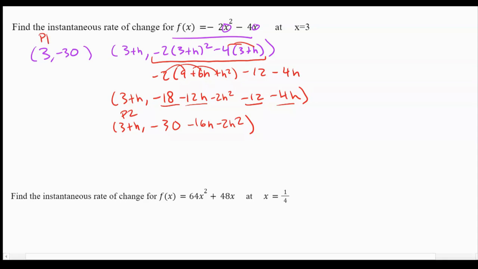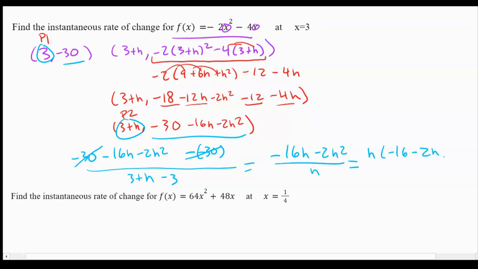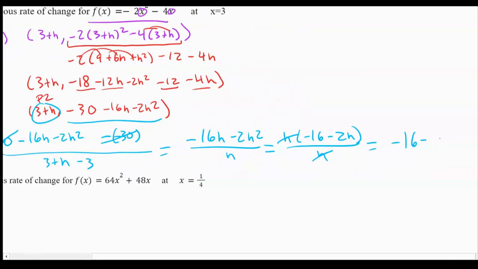Now to find the average rate of change function, I'm going to subtract my y values: negative 30 minus 16h minus 2h squared, minus a negative 30, all over 3 plus h minus 3, because I'm subtracting my two x values. When I simplify this, negative 30 minus another negative 30 cancels out. I'm left with negative 16h minus 2h squared over h. I factor out the h here, and the h's now go away and leave me with negative 16 minus 2h.